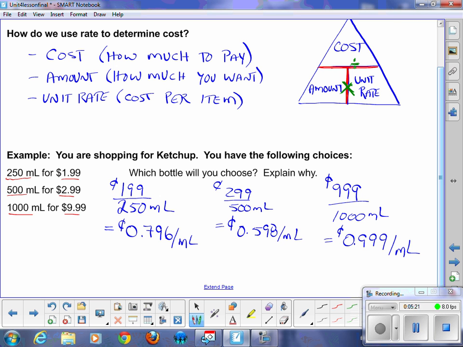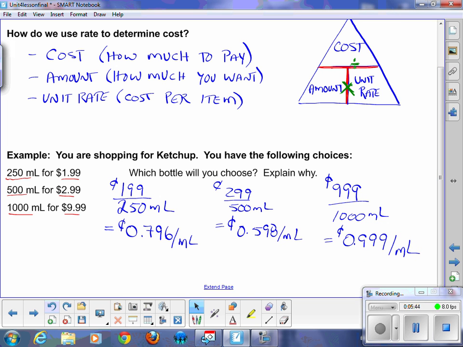So now they start playing a funny game with us when it comes to advertising and marketing. Because for so long we've been programmed, bigger is better, bigger is cheaper, sometimes they're going to sneak this past us. And in this case, the bigger bottle, 0.999 cents per milliliter, is actually the most expensive of the options.